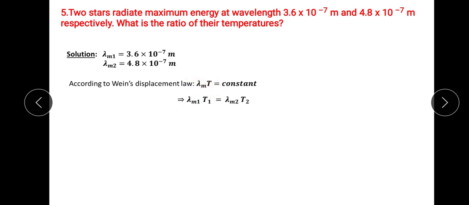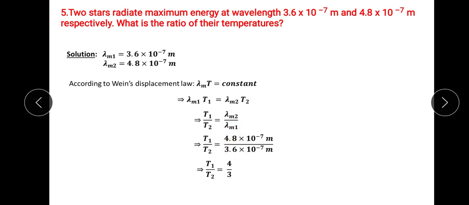Now we need the ratio of their temperatures. Therefore, take T2 to the denominator and lambda m1 to the denominator. So T1 by T2 is equal to lambda m2 by lambda m1, and the values of the wavelengths are given. So let us substitute that. T1 by T2 is equal to 4.8 into 10 power minus 7 meter divided by 3.6 into 10 power minus 7 meter. 10 power minus 7 cancels. 4.8 by 3.6, the ratio will be 4 by 3. Therefore, the ratio of T1 to T2 is equal to 4 by 3.